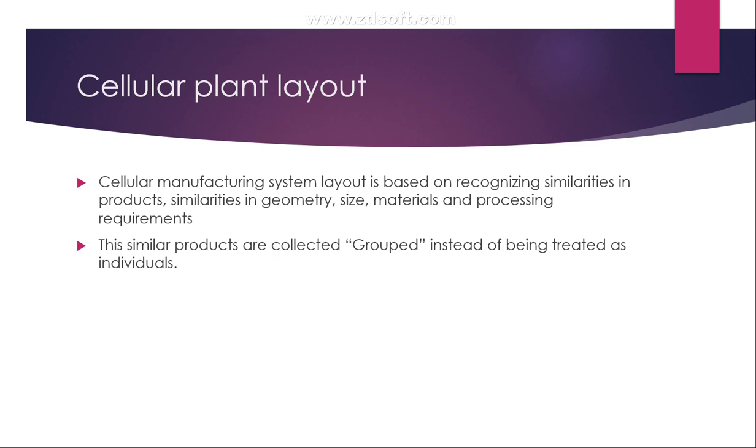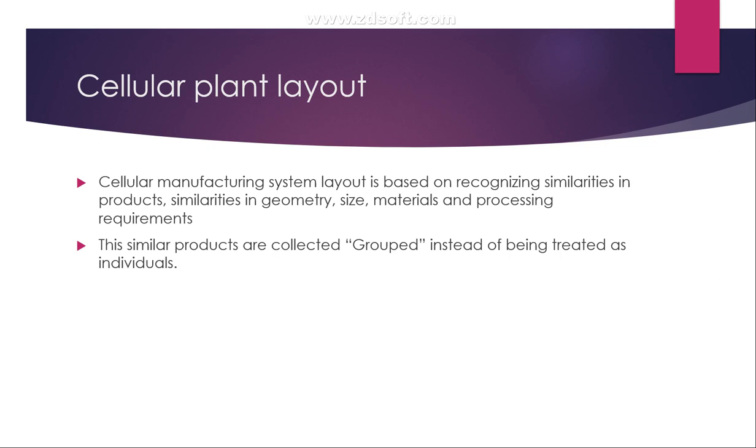So if we differentiate the process for three different products based on the requirements, recognizing the similarities and collectively making them into a group and producing them, these groups being created are called cells. Here we create cells based on the similarities of the production process and the materials being used in a product. Those groups are called cells.